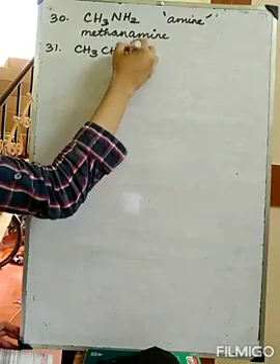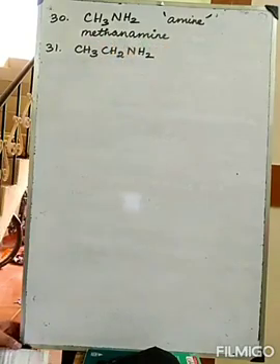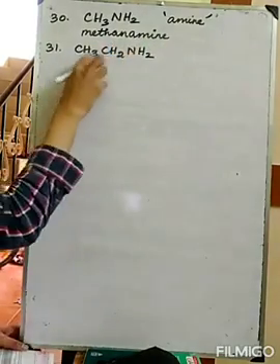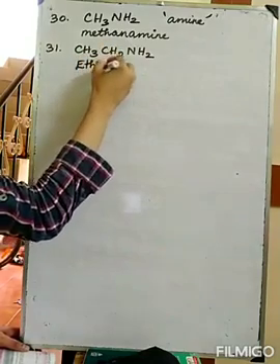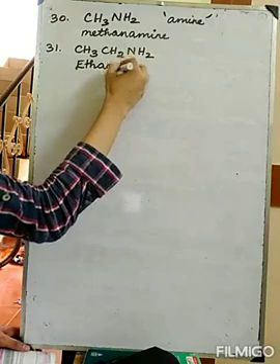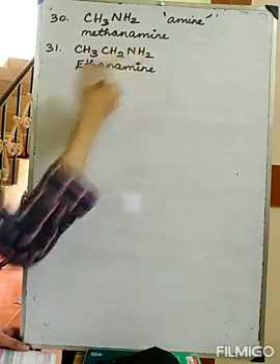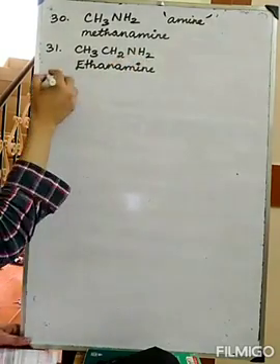So what will be the name of this compound? CH3CH2NH2. What will be the name? Ethanamine. Yes. 2 carbons, so eth. Single bond, so a. And amine group. So the name is ethanamine.